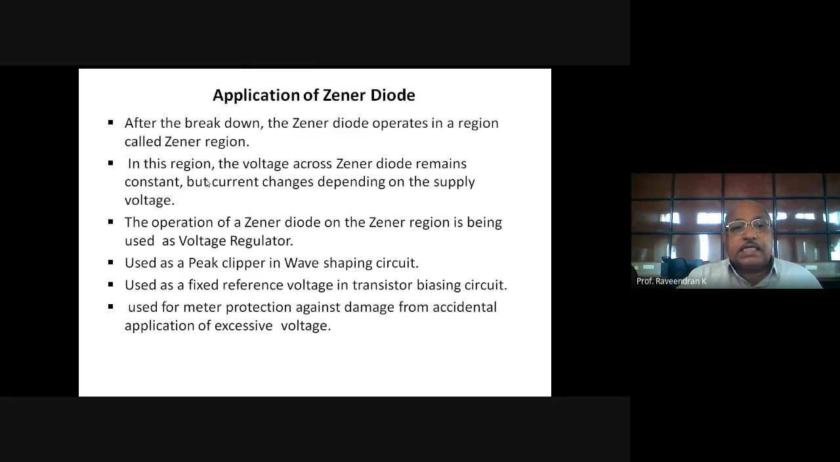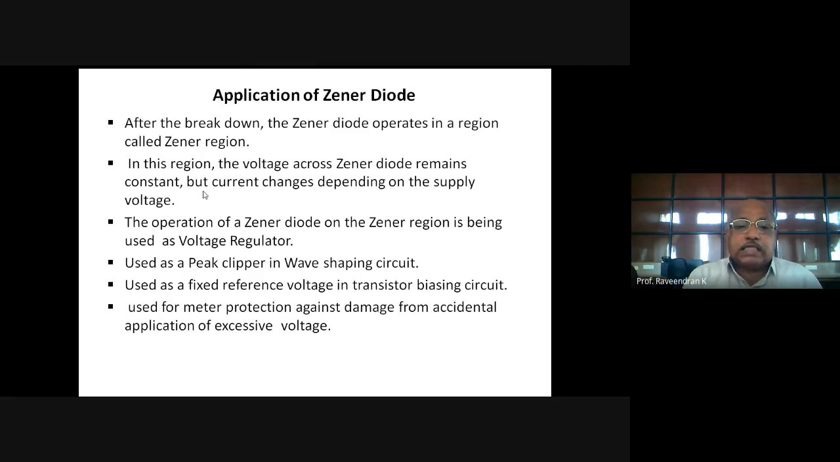In the Zener region, the voltage across the Zener diode remains constant. That is the main behavior of the Zener diode. Once the Zener diode breaks down due to reverse biased operation, its voltage will be constant. But the current changes depending upon the supply voltage. If the supply voltage is increased, of course, the current will be increasing. The operation of the diode in the Zener region is used for voltage regulation purposes. So the Zener diode can be used as a voltage regulator.